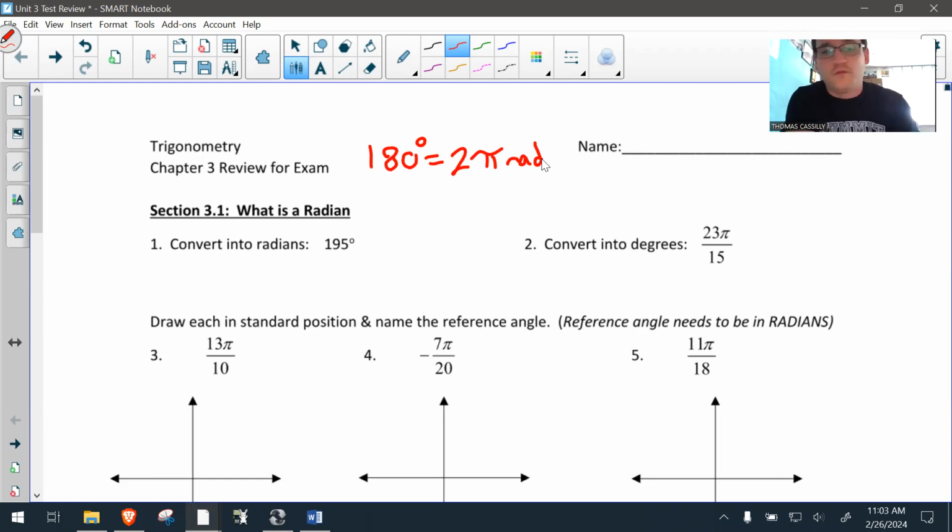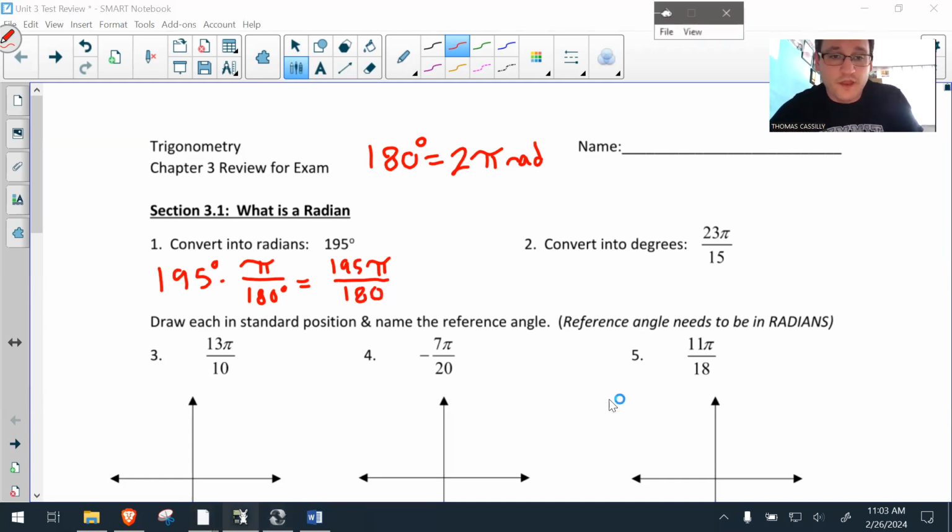So how do we convert from one to the other? All right, so basically we have 195 degrees. We need to multiply that by pi over 180 degrees. Right, so the degrees cancel just like any other unit, and we're just going to have 195 pi over 180. Now, the last step here is to reduce that fraction.